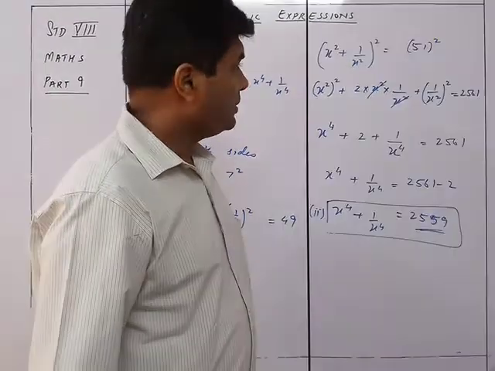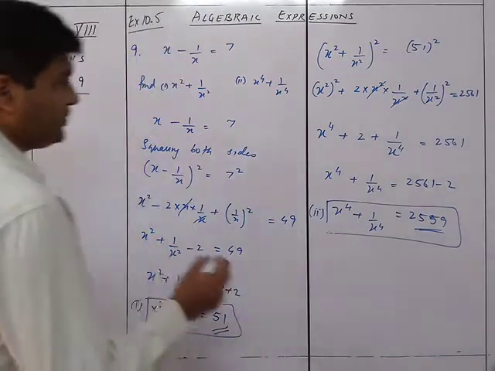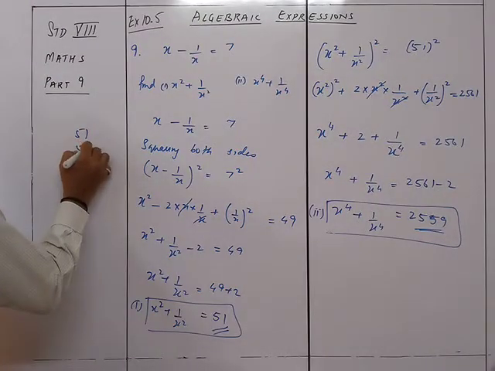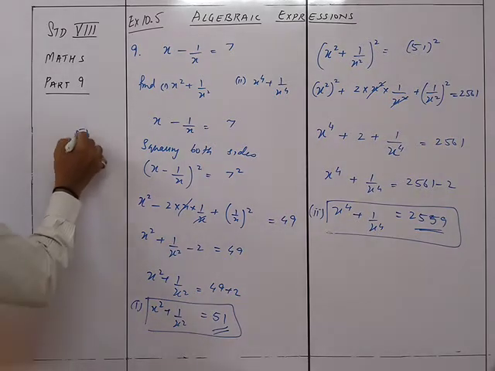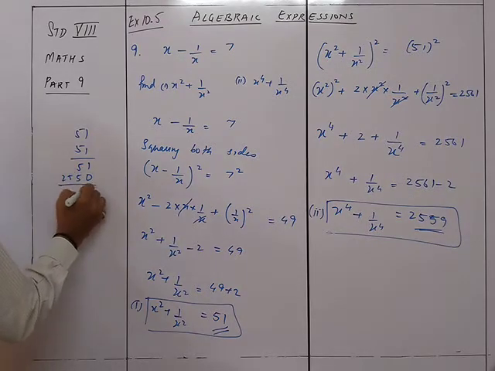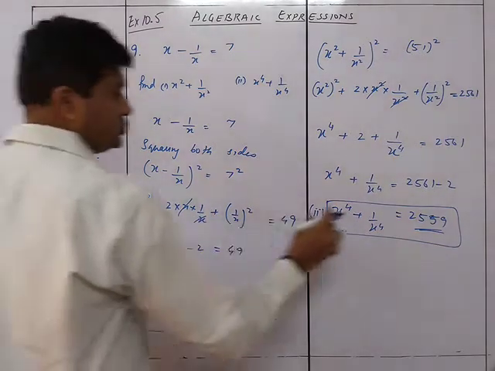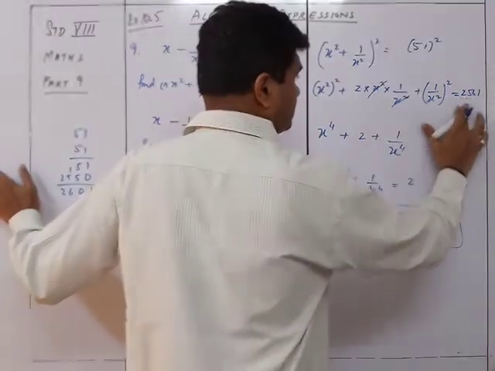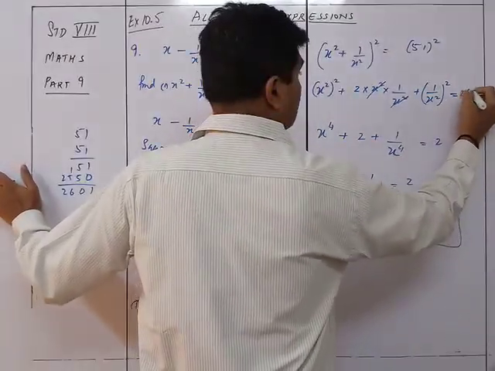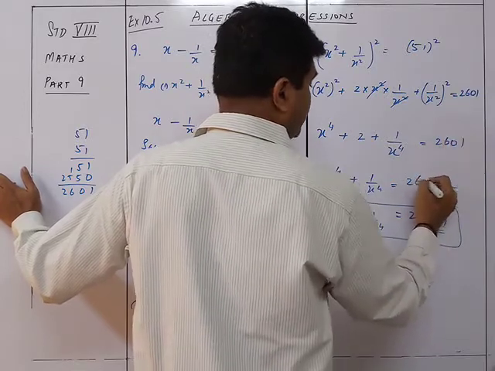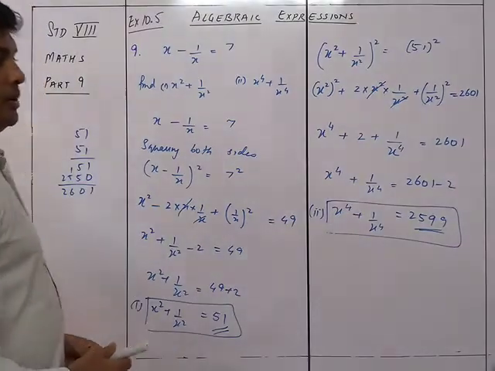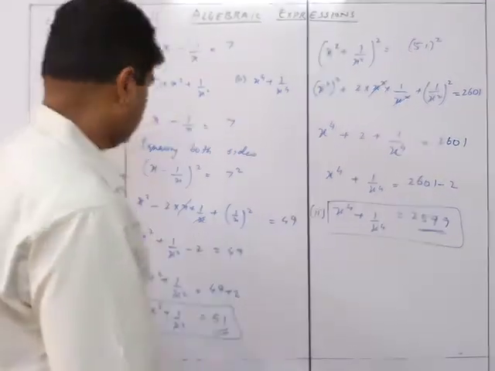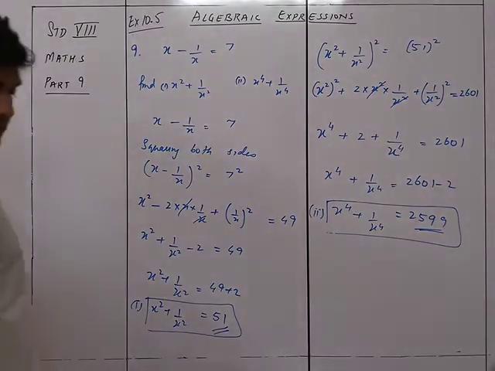It's wrong. Or else let me check once again whether it's 51 into 51. 51 into 51. 1 ones are 1, 5 50, 0, 5 ones are 5. Oh sorry, I made a mistake. Yeah, 5 fives are 25, so that will be 1 and then 0. So 26. Yeah, it is 26. It's 2601. So 2601 minus 2 is 2599. Okay. That was sum number 9.